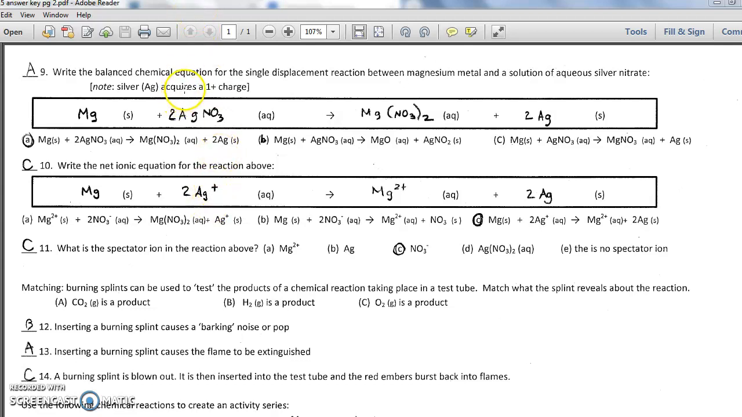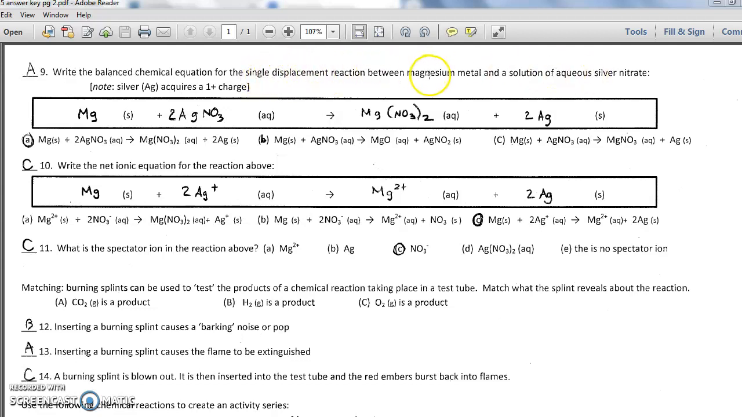All right, number 9, we're taking a look at a single displacement or replacement reaction between magnesium metal and a solution of aqueous silver nitrate. They're telling us that there's a single displacement reaction happening, which means magnesium, which is a pretty active metal, is going to displace silver from the solution. A metal will displace another metal. That means magnesium is more active than silver. Absolutely. Silver is not a very active metal at all.